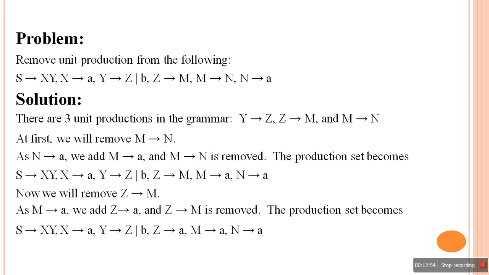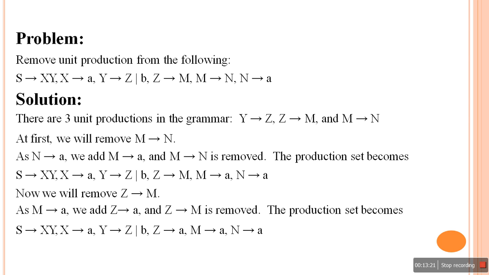First of all, we will remove M → N. As N → A, we will get M → A, and M → N is removed. So the new production rules will be S → XY, X → A, Y → Z | B, Z → M, M → A and N → A.